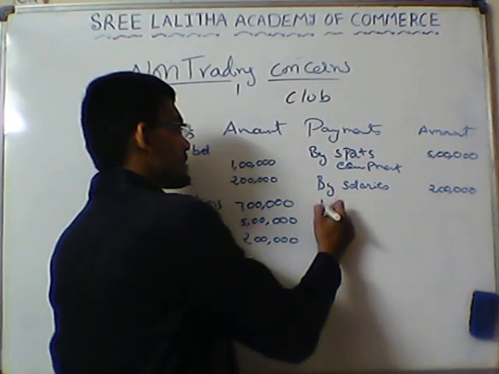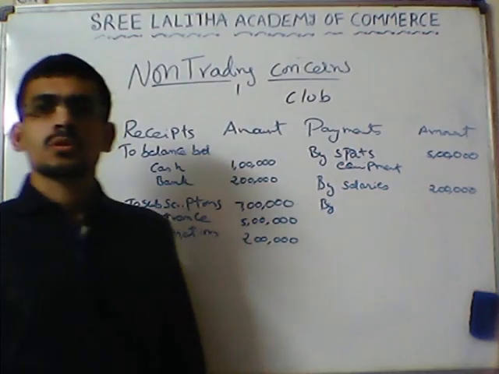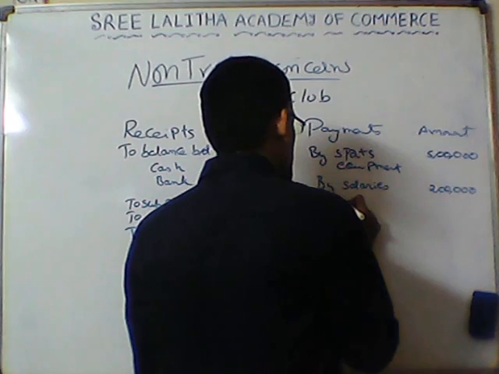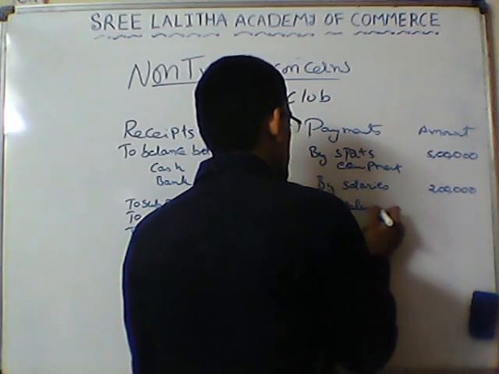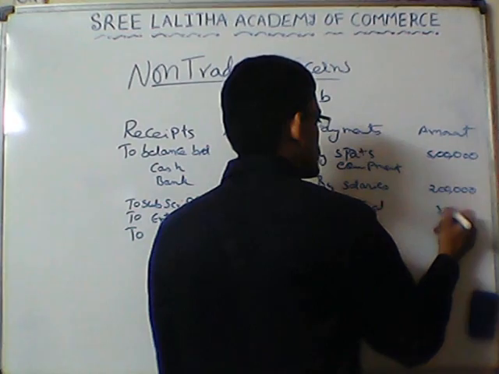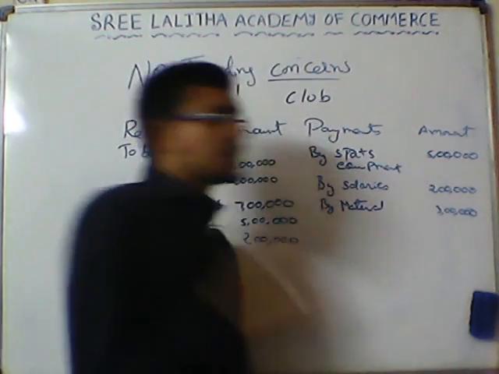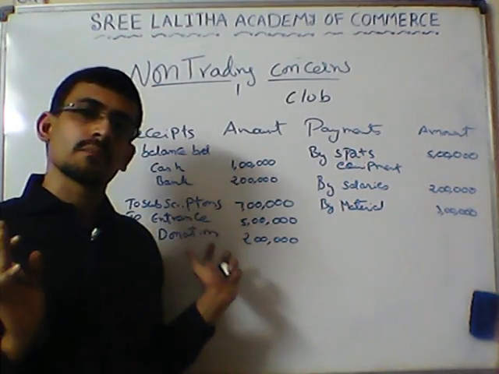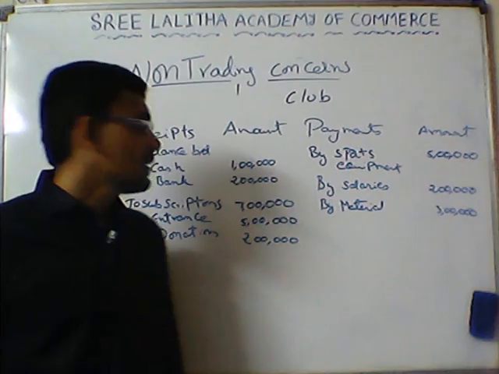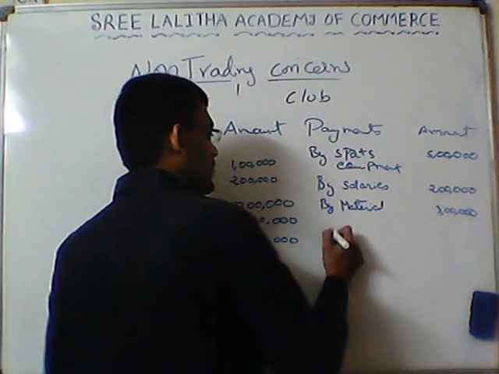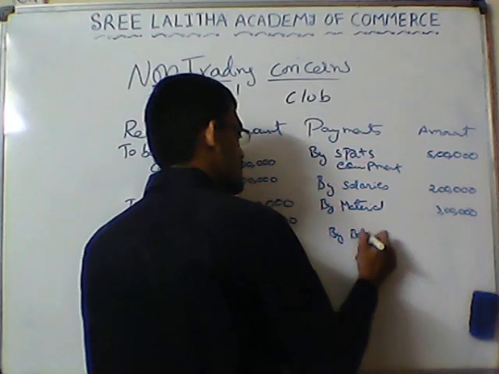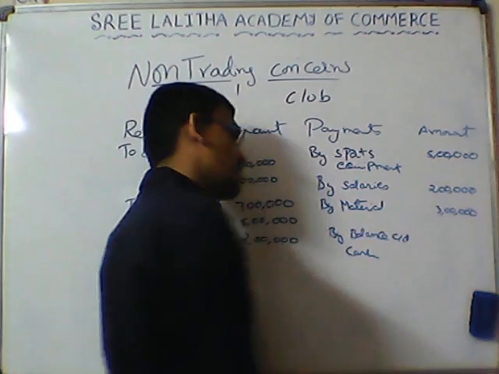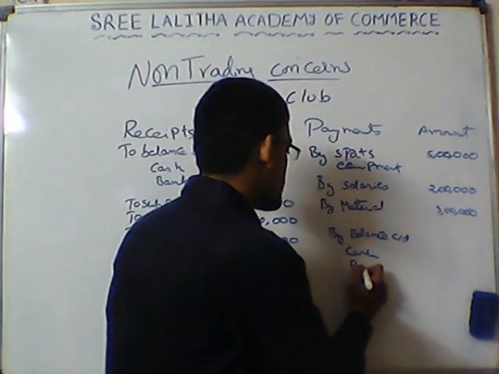Say the club is purchasing some raw materials, some spare parts which are to be used in the club. By materials, it is purchasing, say that is amounting to 3 lakhs. You might be having other expenses, say rent, electricity, any other expenses. Whatever expenses are incurred by the club will be credited. So automatically at the end of the period you will again have the balance carried down, with cash balance along with a bank balance.